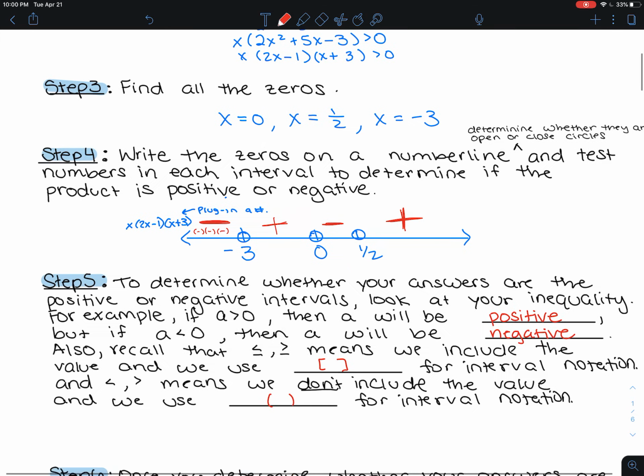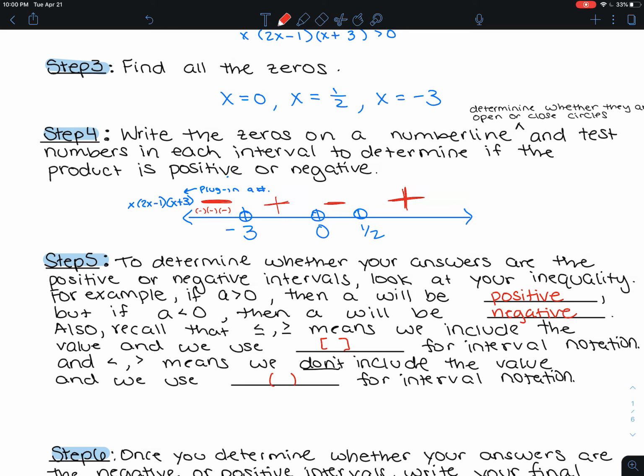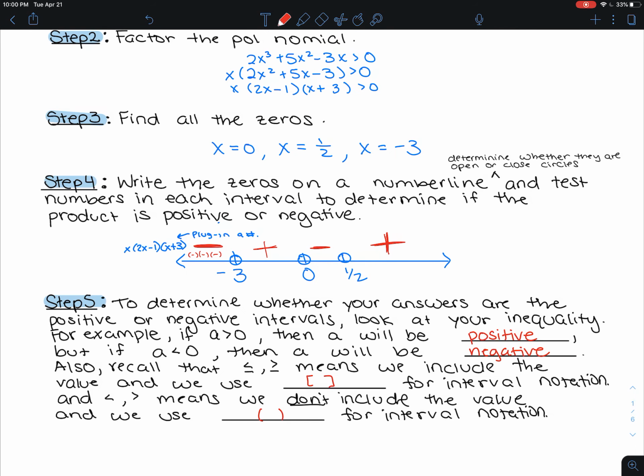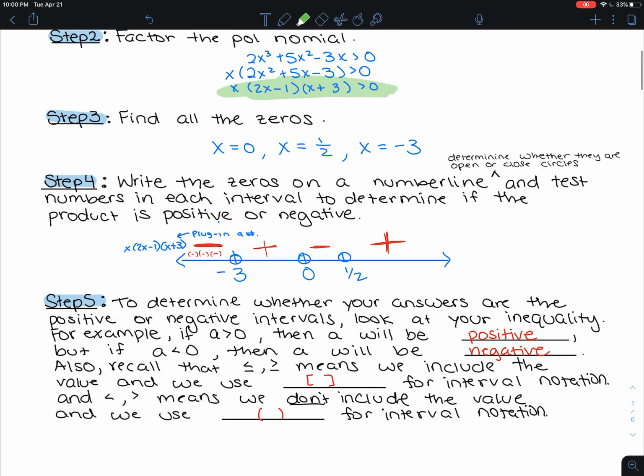Okay, let's move on. Now that we know the answers in each interval, whether we get negatives or positives, we need to actually determine what our answers are. Which intervals do we want? The positives or do we want the negatives? Well, we determine that by, again, looking at our inequality. Okay, so I wrote here, if a is greater than 0, we obviously want positive answers. If a is less than 0, we want negative answers.